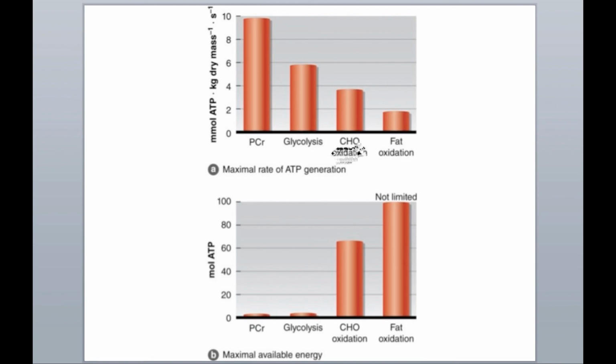Now, with carbohydrate oxidation, which would be basically going through the Krebs cycle and the electron transport chain, it provides ATP at a decent rate, but it also provides a lot of it. And the same thing with fat stores. Fat oxidation doesn't provide a whole lot really quickly, but overall, in general, it provides a lot. And how much it can provide is really just dependent on how much extra fat you have on your body.